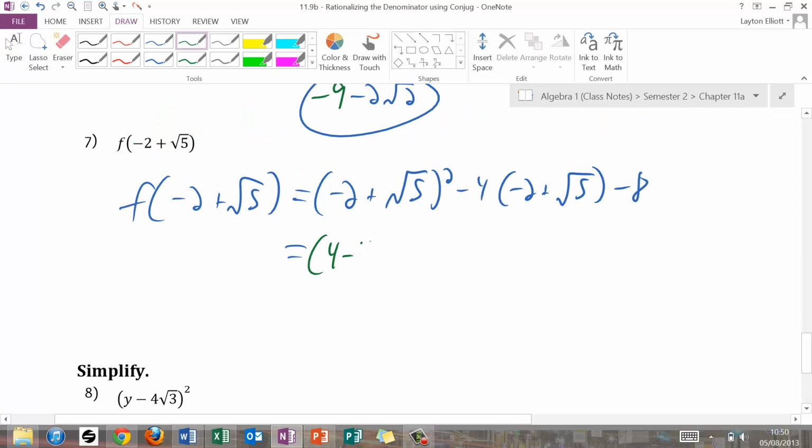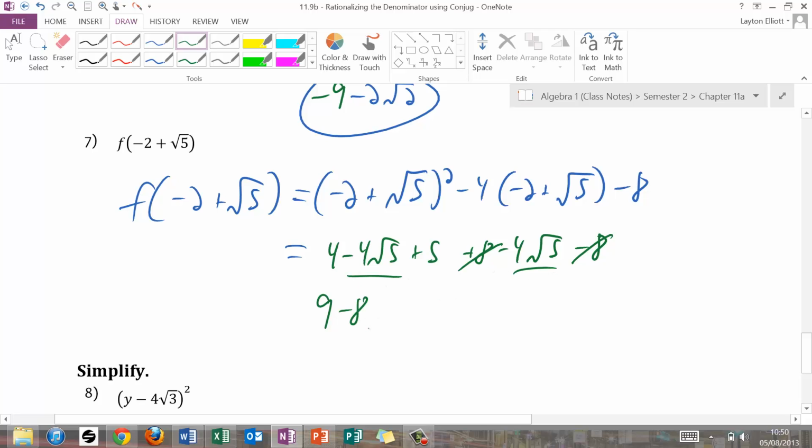Minus 4 radical 5 plus 5, that's foiling the binomial. Distribute the negative 4, we have positive 8 and minus 4 radical 5, and then minus 8. We could drop these parentheses now and add like terms. 4 plus 5 is 9. Then plus 8 minus 8 are going to cancel each other out, so we have 9. And then these would add to be negative 8 radical 5.